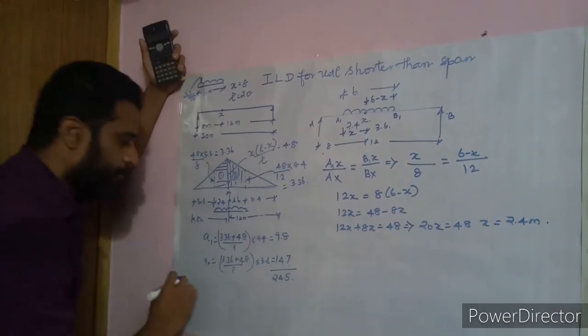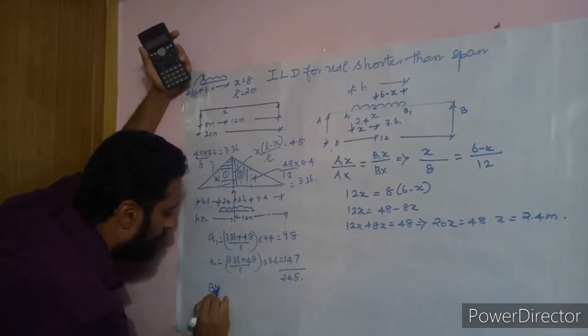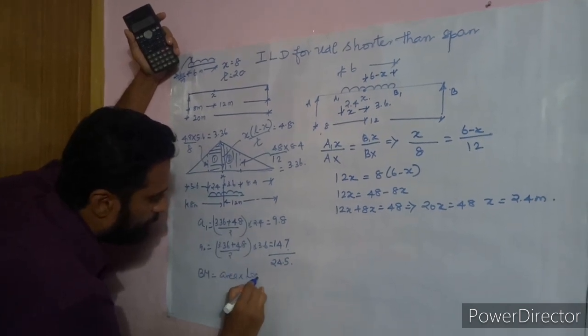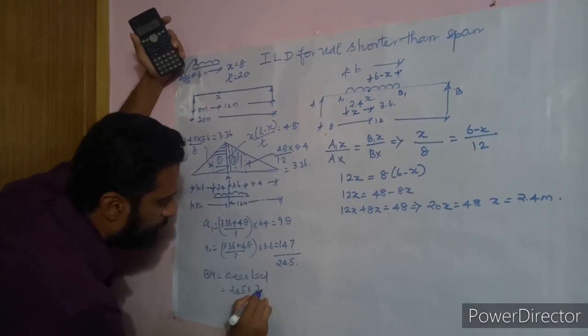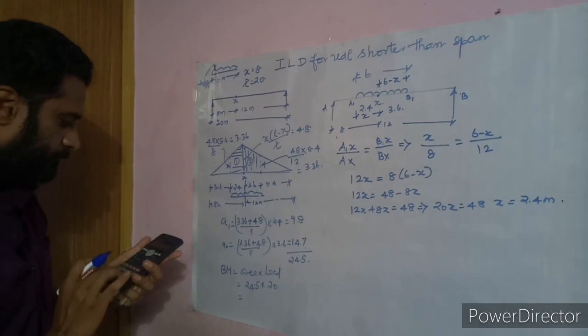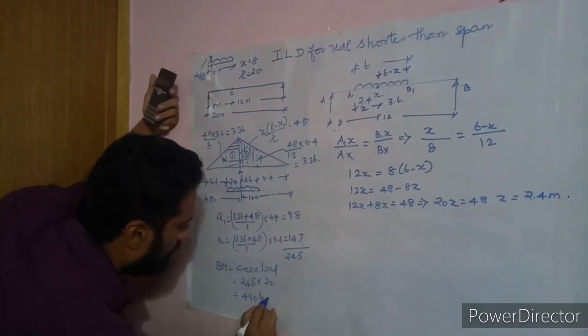Now we can superimpose the load over this area. So the bending moment is area into the load, which is 24.5 into the load 20, which is 490 kilonewton meter.